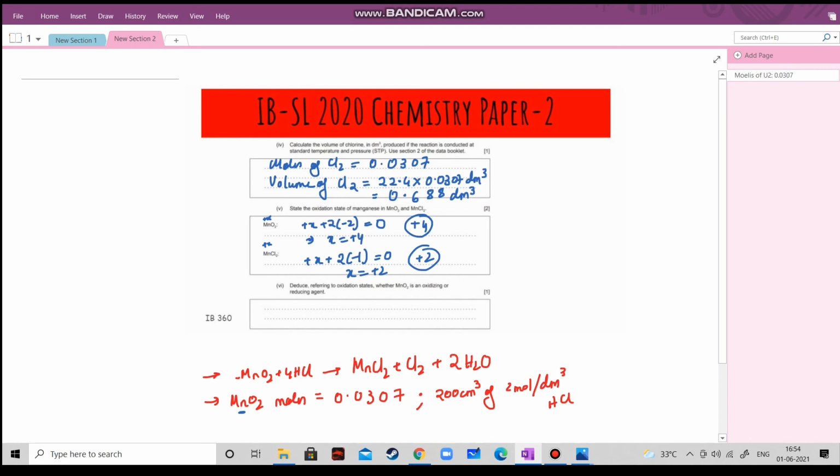Now, deduce, referring to oxidation state, whether MnO2 is an oxidizing or a reducing agent. The manganese in MnO2 is getting reduced. It is going from +4 to +2. Something which gets reduced is known as the oxidizing agent. So MnO2 here is basically an oxidizing agent. Anything which itself gets reduced will oxidize the others. That's why it's known as the oxidizing agent.